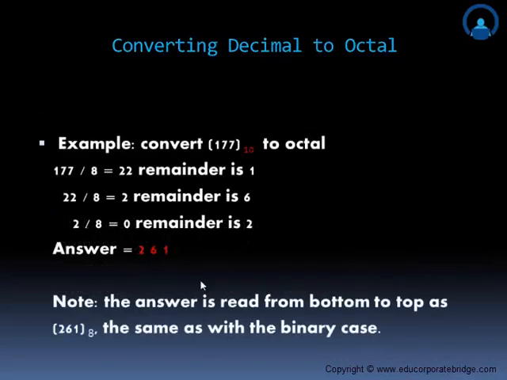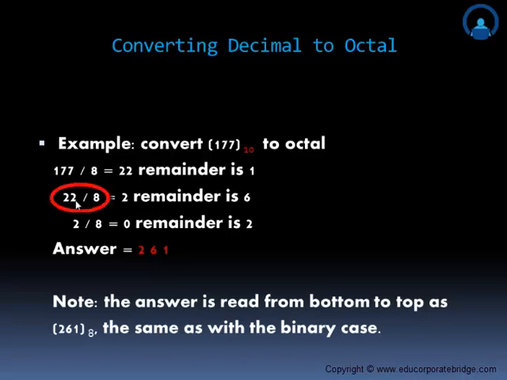Let's take the example 177 to the base 10. This number is a decimal number. We have to divide this number by 8 to obtain the octal equivalent. So first we divide 177 by 8, we get the coefficient 22 and the remainder is 1. We keep track of this 1. Since it is a non-zero coefficient, we continue the division until we get the coefficient as 0.